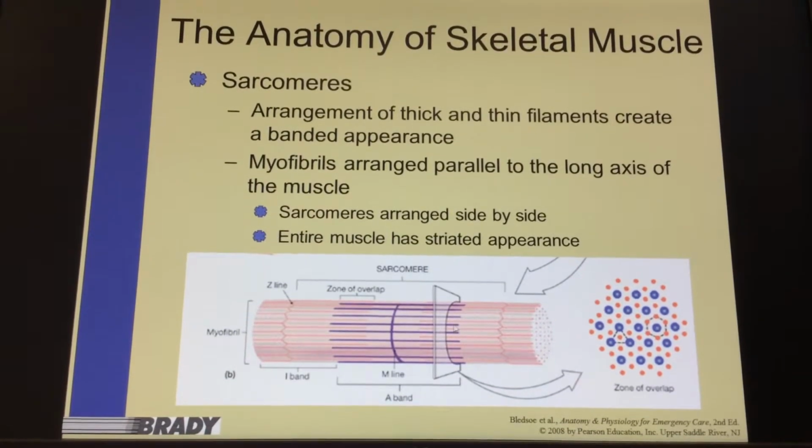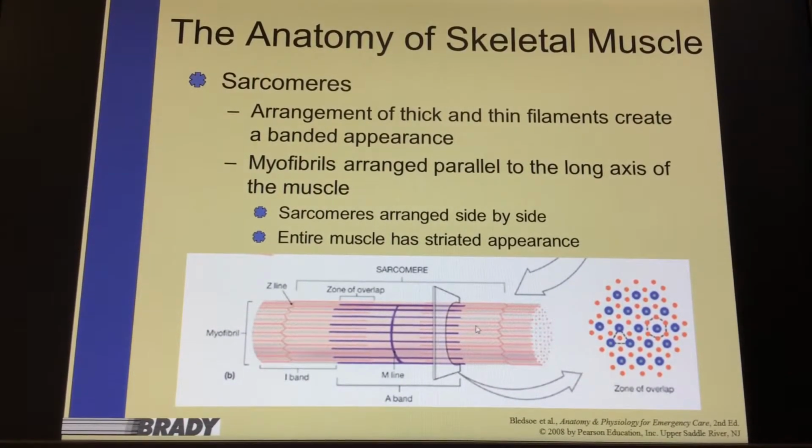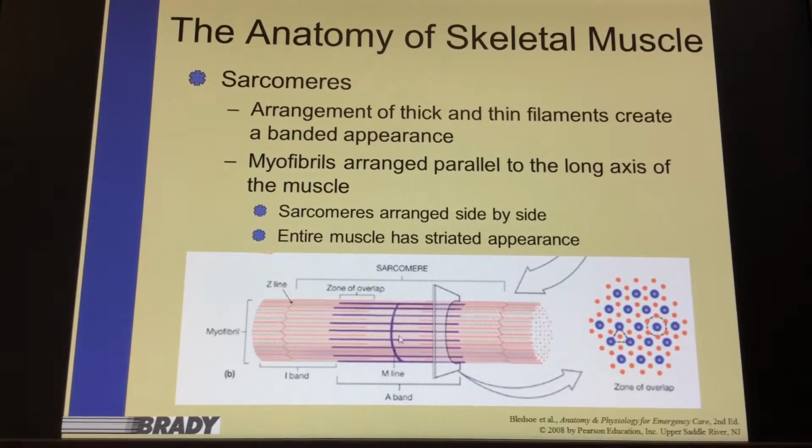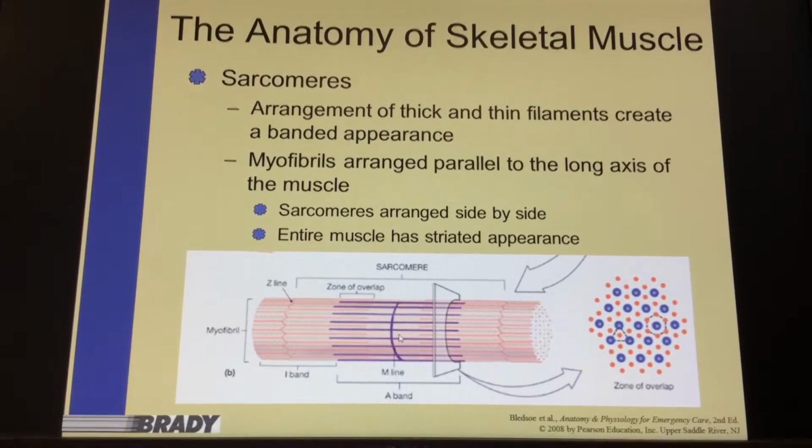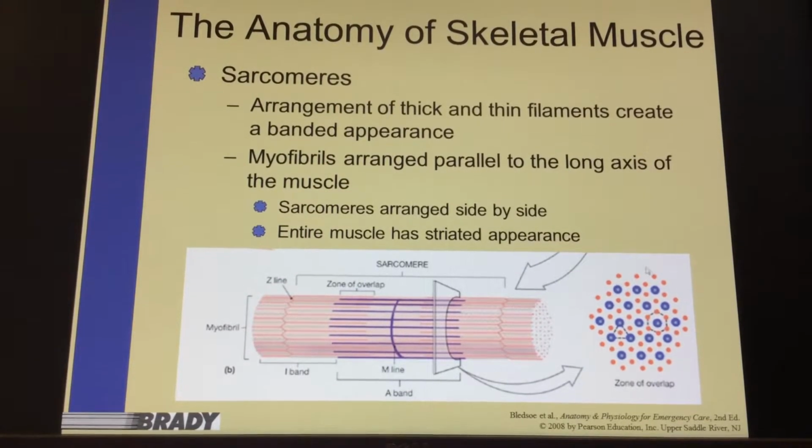So when we see the contraction, you'll see this portion of the thick filament can extend all the way down to here, and that causes shortening, as well as this one all the way down here. So that area, as it contracts, will shorten quite a bit. And this is that overlap that we're seeing.